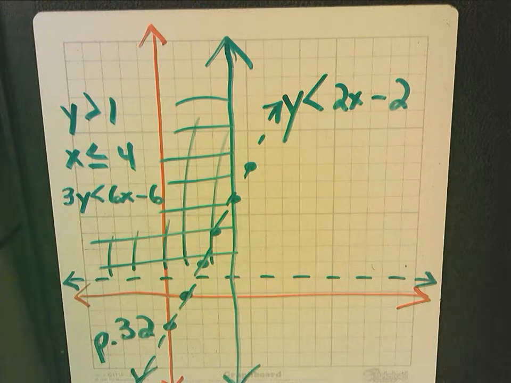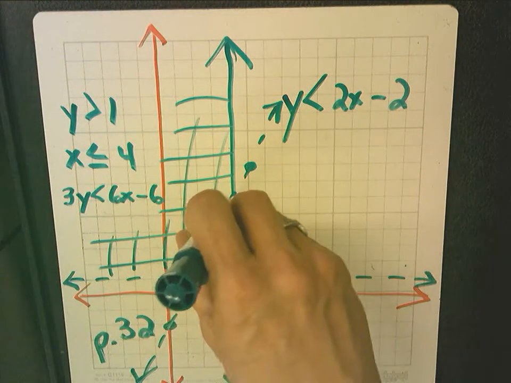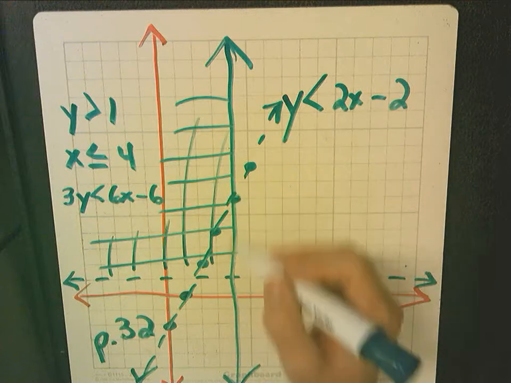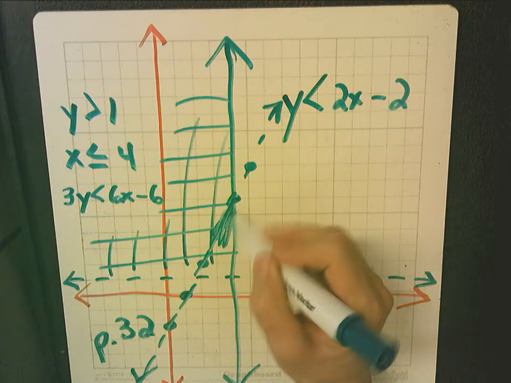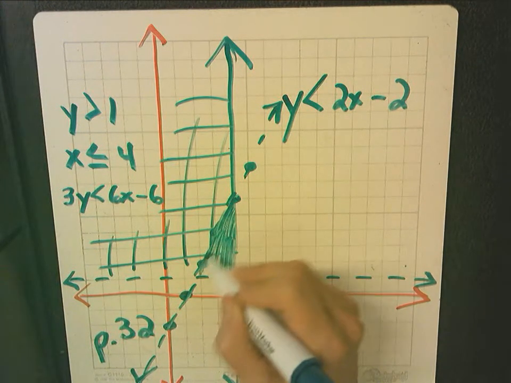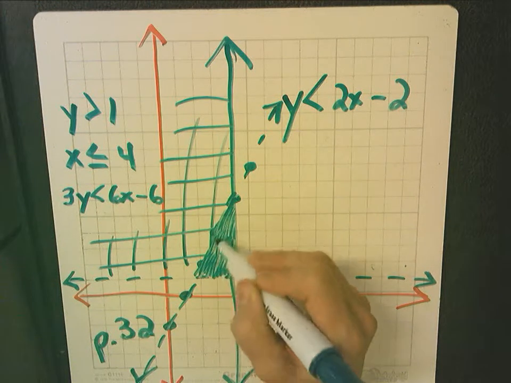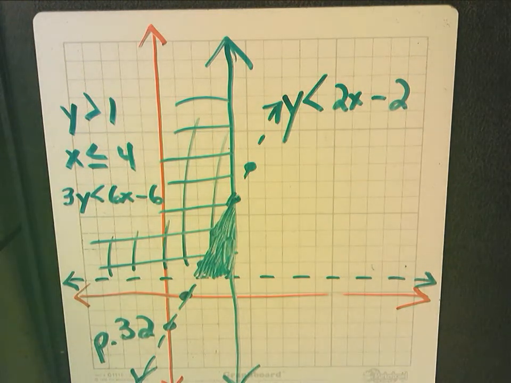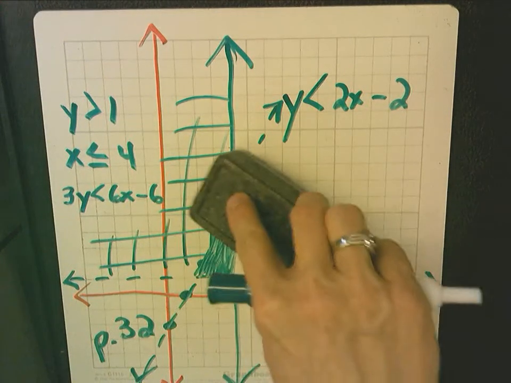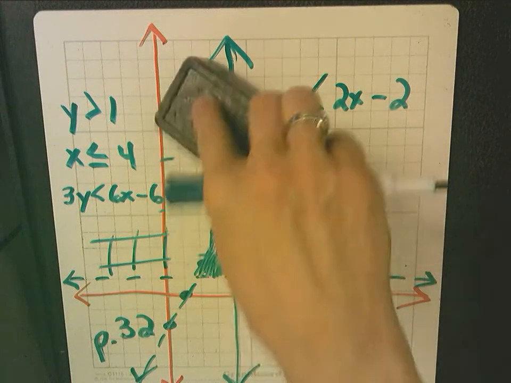Now I just have to figure out where I'm going to shade. Am I going to shade above this line or below the line? Well, where are the y values less on the y-axis? Down here. So I'm shading below. Now I'm only going to shade where all 3 lines intersect, so I'm actually going to erase what I don't shade.